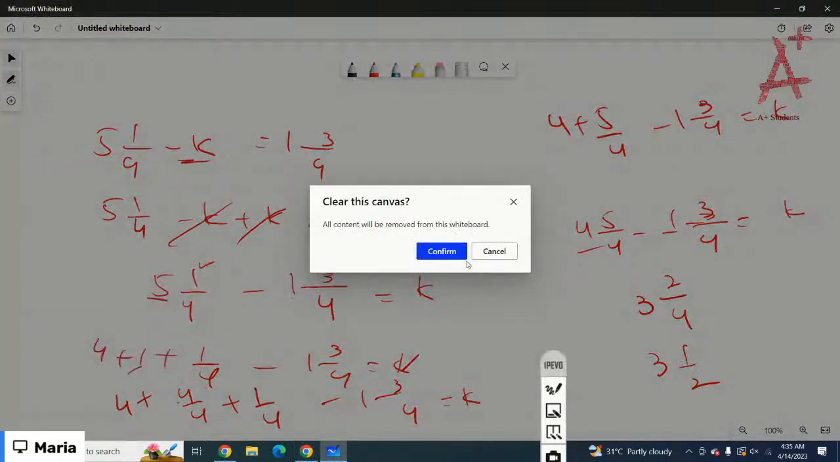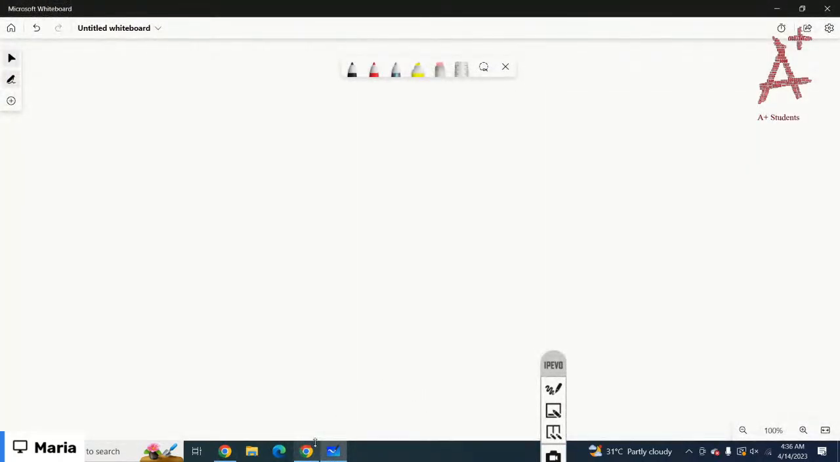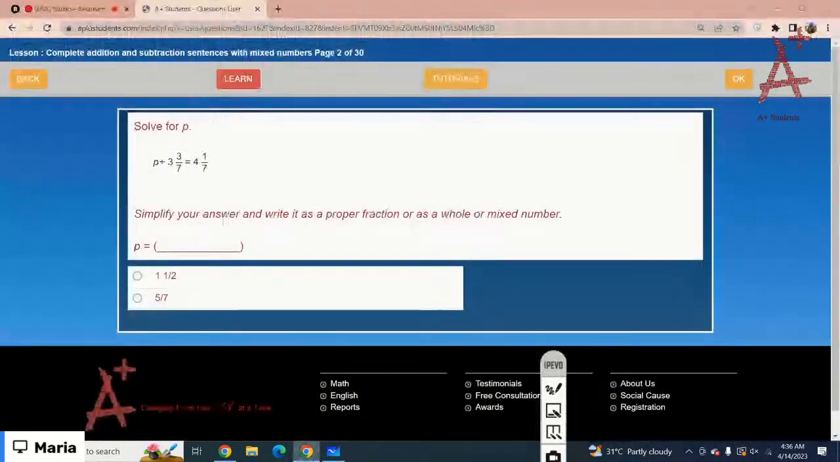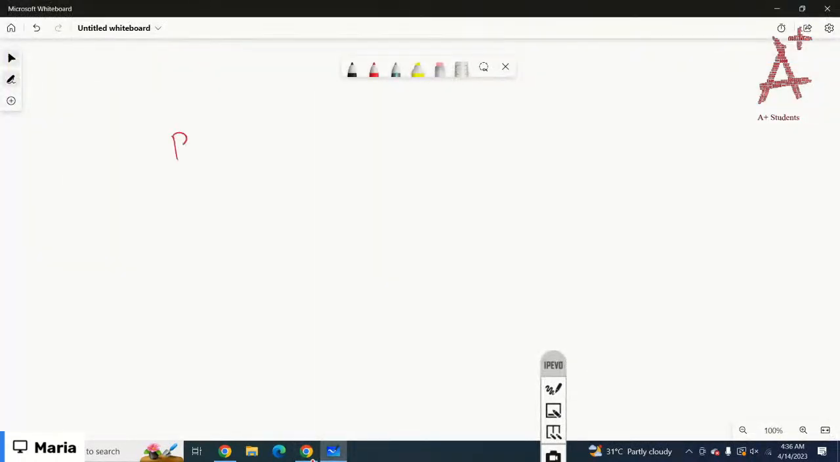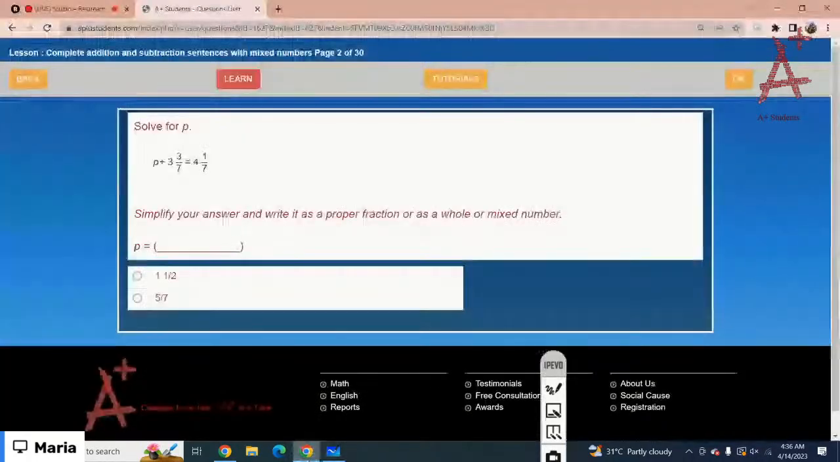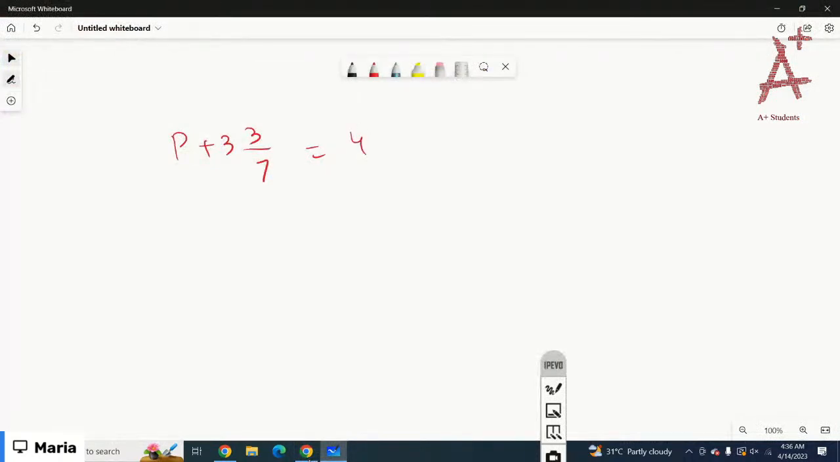That is p plus 3 whole 3 over 7 minus 4 whole 1 over 7. Got it? Just move 3 whole 3 over 7 to the other side. It will be p equals 4 whole 1 over 7 minus 3 whole 3 over 7. So that is exactly the same. You cannot subtract 1 minus 3.